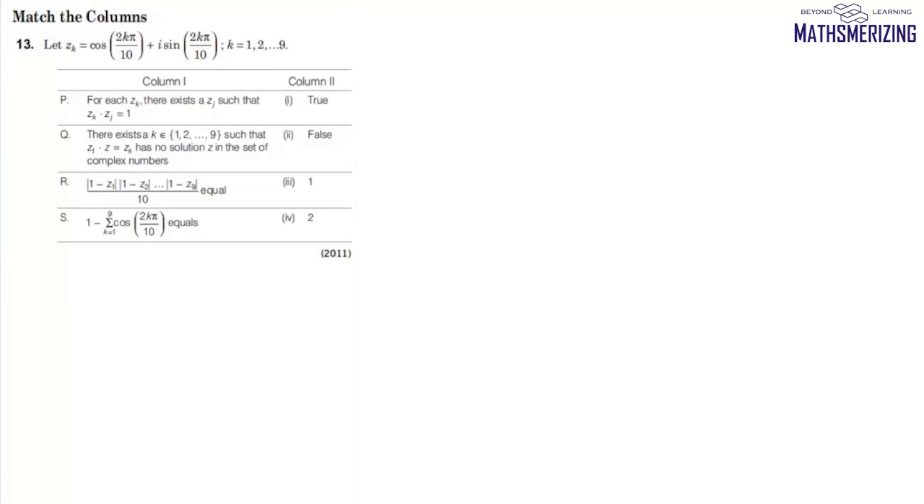Now the next question is, let zk equals cos 2kπ/10 plus i sin 2kπ/10. That means zk is a 10th root of unity. Now in this column 1, P is, for each zk there exists a zj such that zk into zj equals 1.